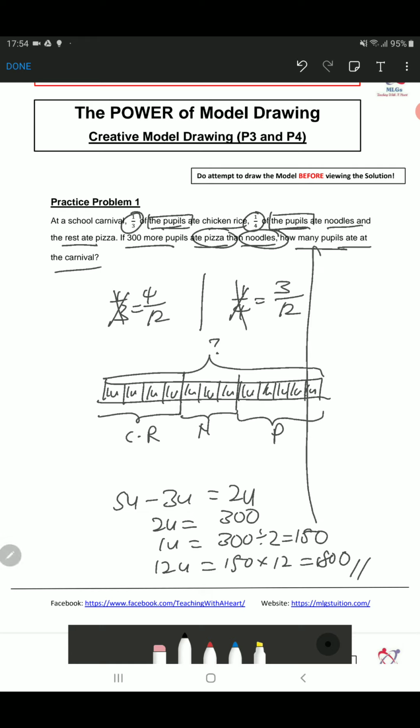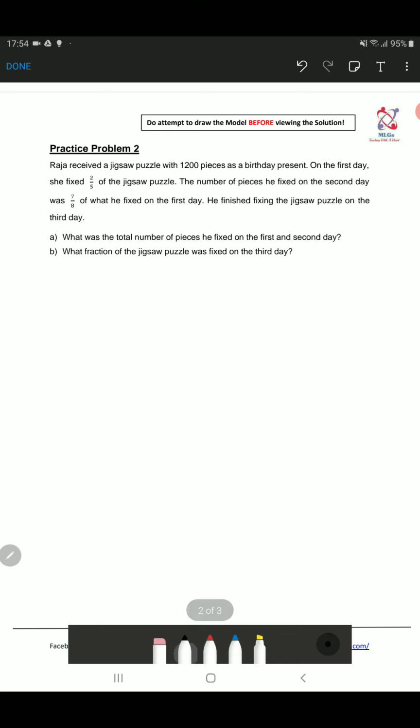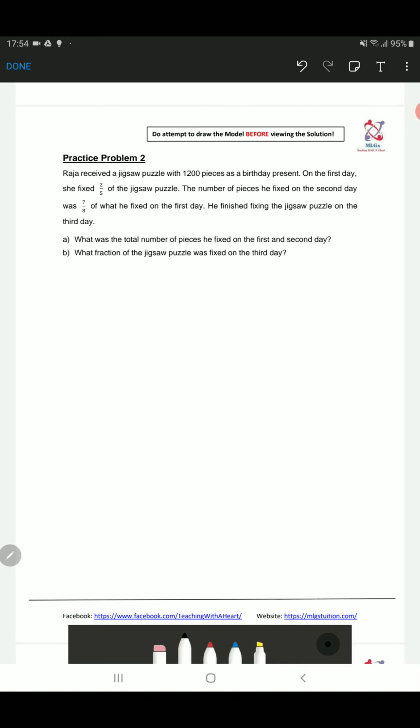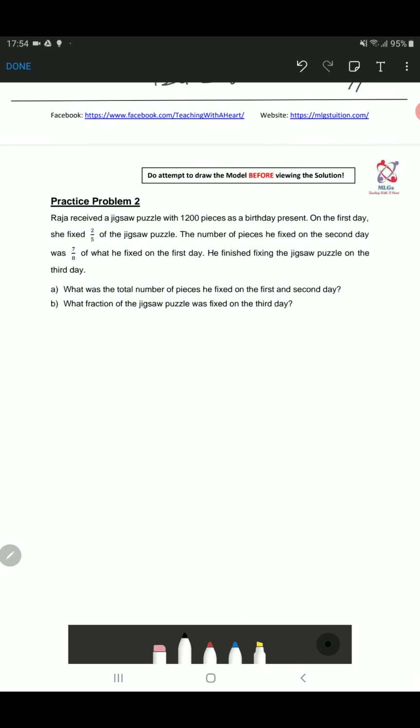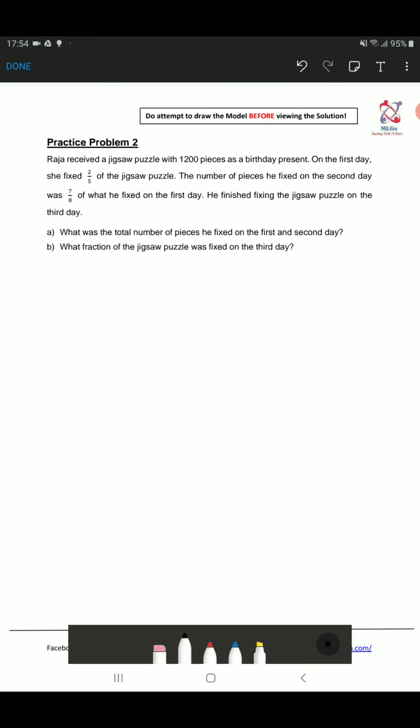Okay, so the next example, question number 2. Now let's read the question. It looks very wordy. Now, Raja received a jigsaw puzzle with 1,200 pieces, right? 1,200 pieces as a birthday present. So you highlight the keywords, 1,200 pieces.